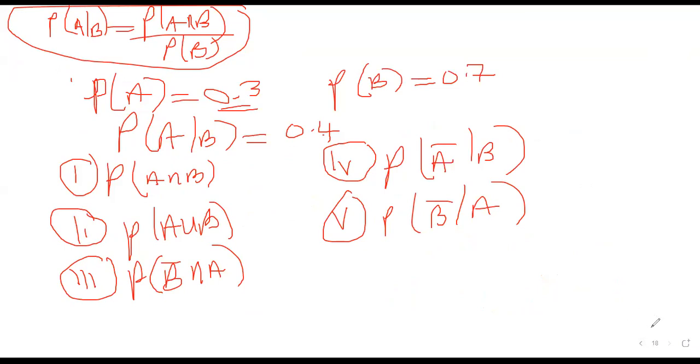Okay. The probability of A given B is equal to probability of A intersection B over probability of A.